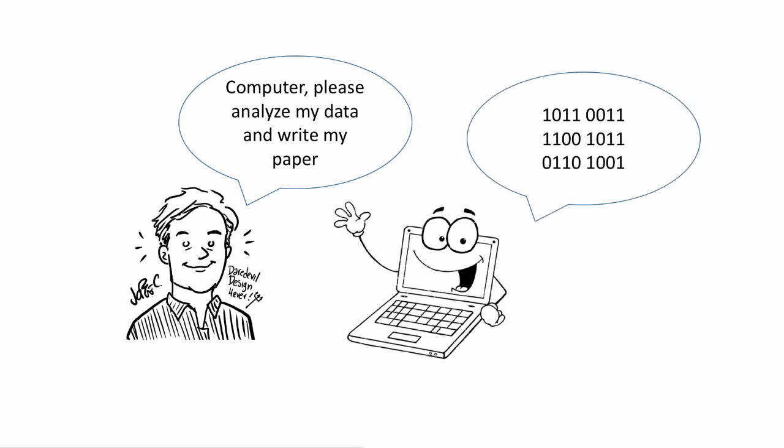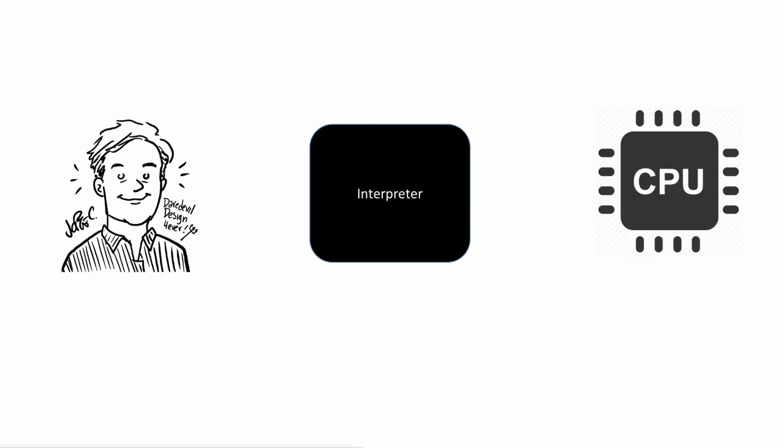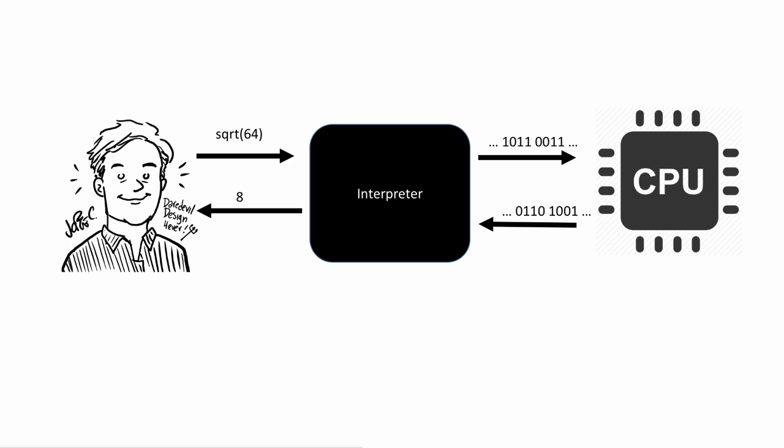Instead, the heart of a computer, its central processing unit, speaks in ones and zeros, which is also called binary or machine code. In order for us to talk to the CPU, we need to use an interpreter. We tell the interpreter what we want to do, it translates our commands into machine code. The CPU executes the code and communicates back to the interpreter the results, which is then translated back into something we can access.